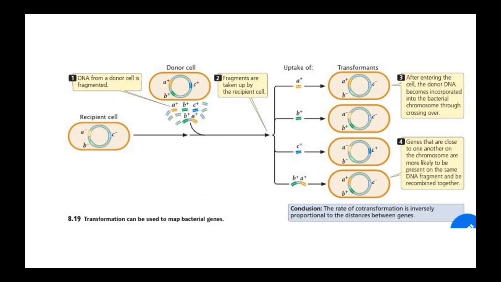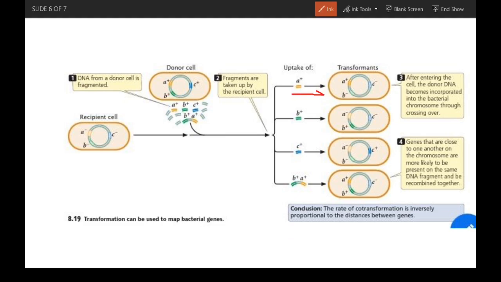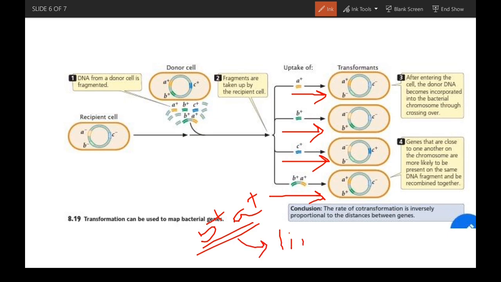Here we can see it more clearly. Only A plus is being transferred, only B plus is being transferred, only C plus is being transferred, while B plus and A plus are being co-transferred together. So that means that these two genes, B plus and A plus, lying close together, are showing linkage. So they are being transferred together. So co-transformants are formed, and this is the way gene mapping is shown through transformation.